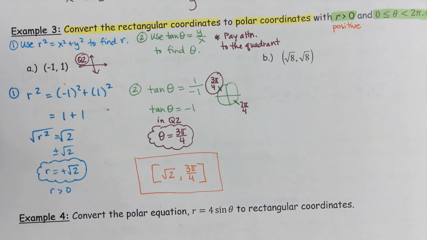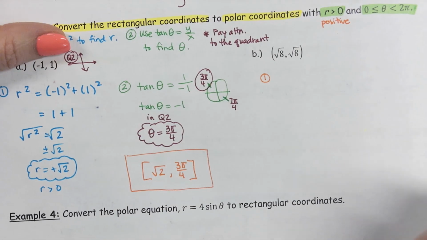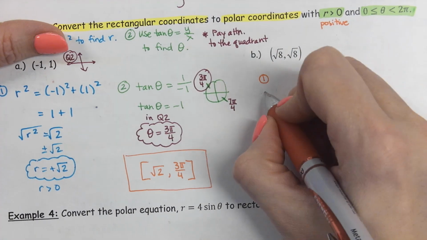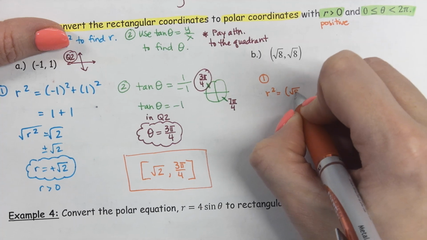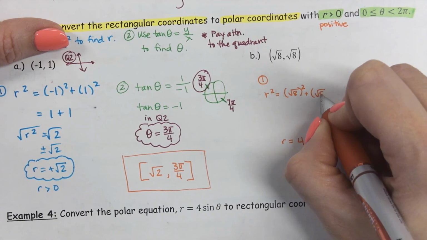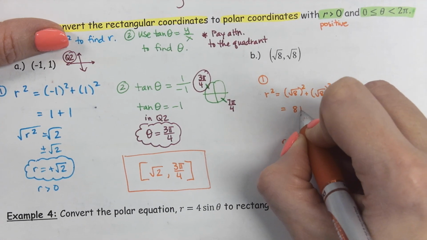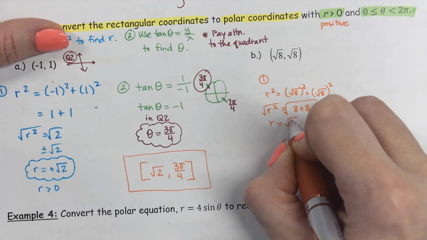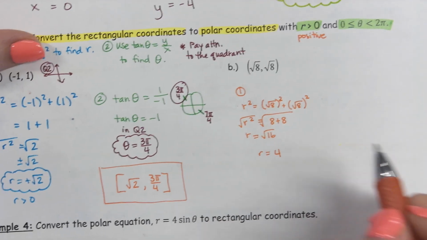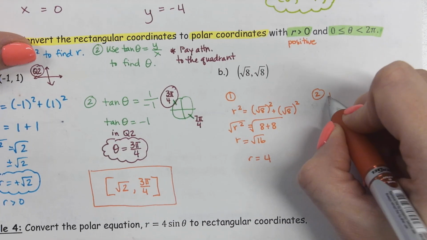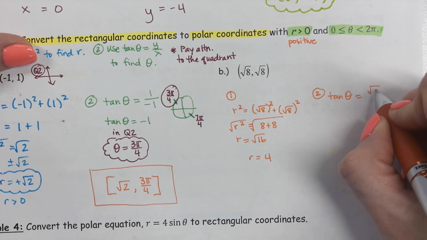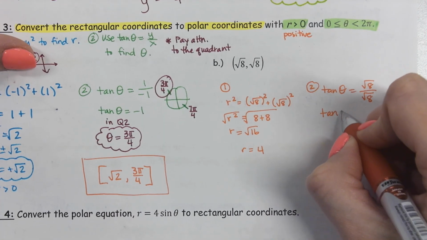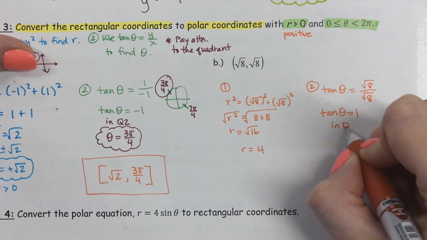Okay, so for part B, Leo, what'd you get for your r value? Yep. If you did not get 4, just be careful that when you square the square root, you remember that that takes away the square root. And then in step 2, when you're doing the tangent of theta, this one was pretty nice, right? You had the same thing divided by itself. So you got 1 in quadrant 1.